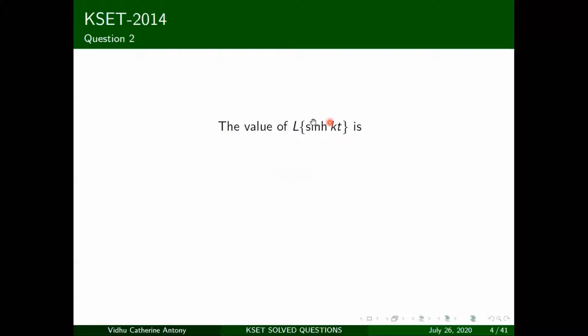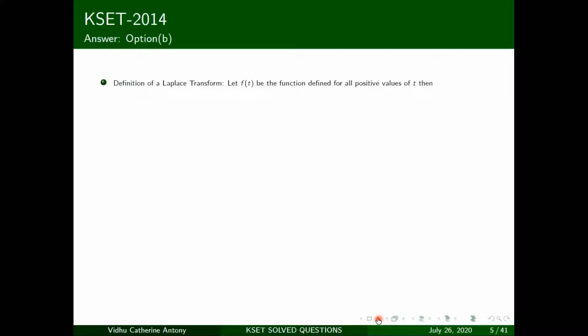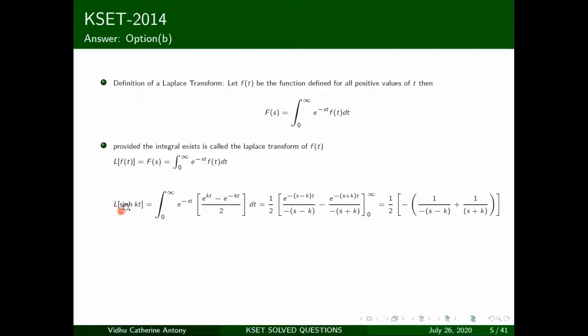This is something that you've done in your Laplace transforms. The Laplace transform of sine hyperbolic kt. What do you end up getting? How do you define your Laplace transform? Let's look at the definition. For a function f of t, this is how you write the Laplace transform: F of s is equal to the integral from 0 to infinity of e to the power of minus st times f of t dt. This is the form of your Laplace transform. Now let's look at how we can implement it.